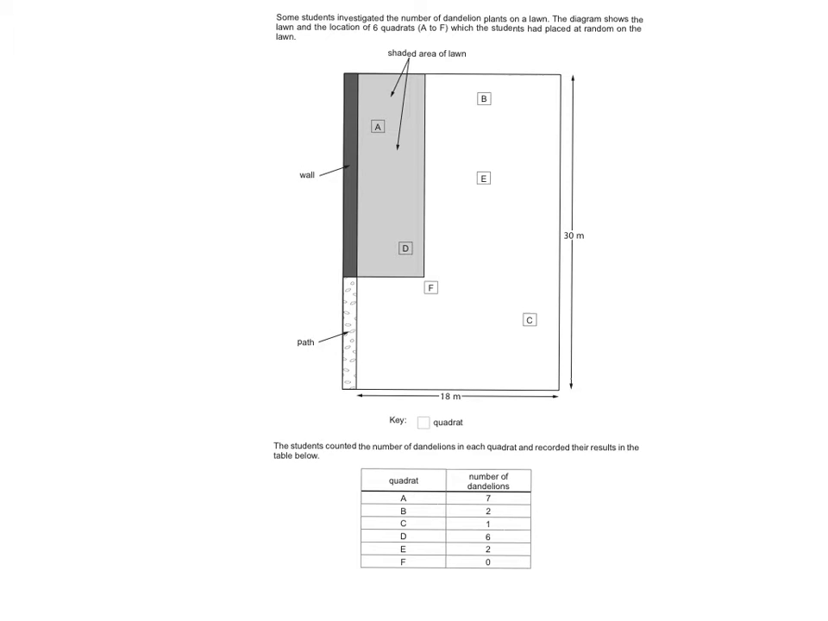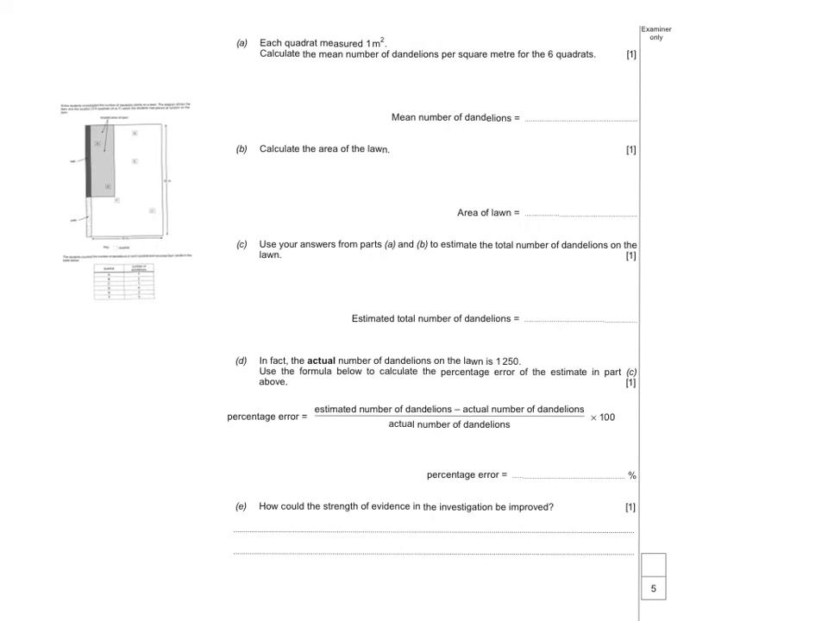Okay, next question then is, some students investigated the number of dandelion plants on a lawn. The diagram shows the lawn and the location of 6 quadrats, A to F, which the students have placed at random on the lawn. The students counted the number of dandelions in each quadrat and recorded their results in the table below. Then we've got quadrat A, B, C, D, E, F, and the number of dandelions that they have. The question says each quadrat measured 1 metre squared, calculate the mean number of dandelions per square metre of the 6 quadrats.